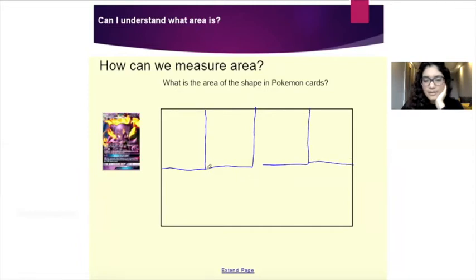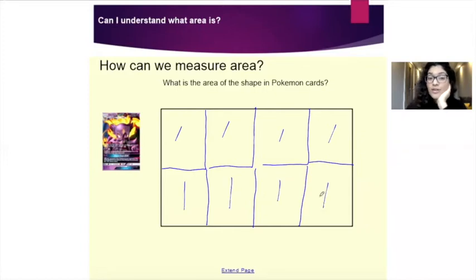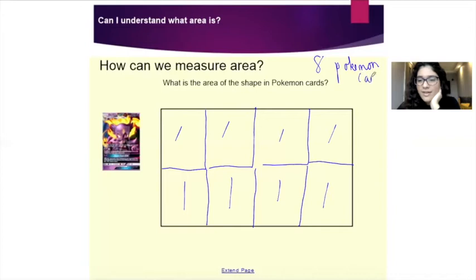Okay, so I'm just drawing up the Pokemon cards to see how many of those Pokemon cards would fit into this shape here. So how many have I fitted in? I fitted in 1, 2, 3, 4, 5, 6, 7, and 8. So 8 Pokemon cards would fit in this shape here. So what is the area of the shape in Pokemon cards? I would write 8 Pokemon cards. Just like that, full stop. So that is how you can measure area.